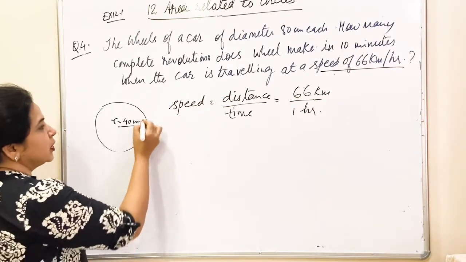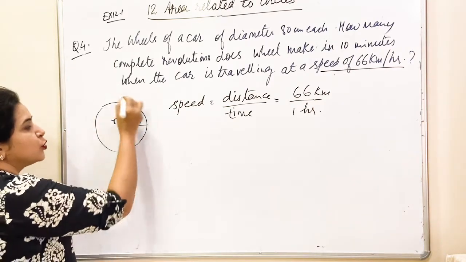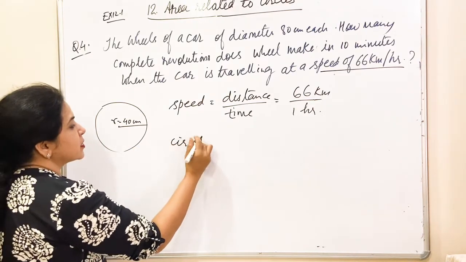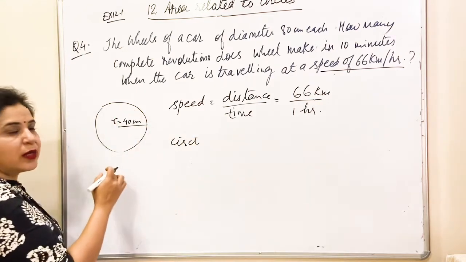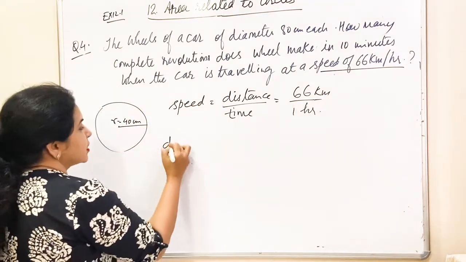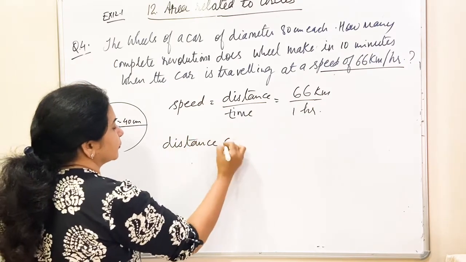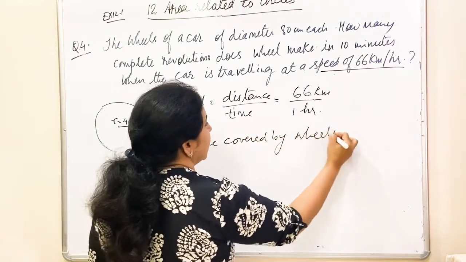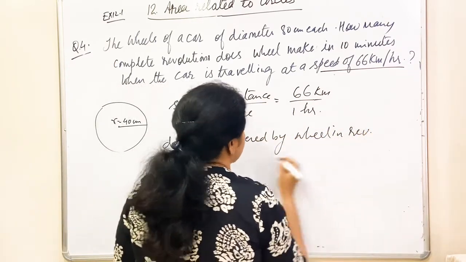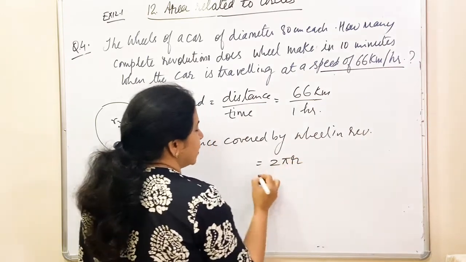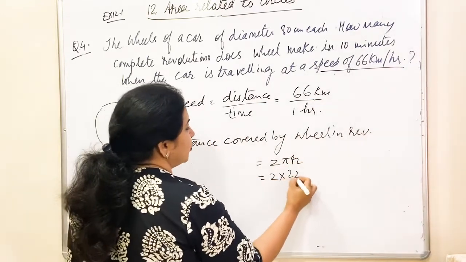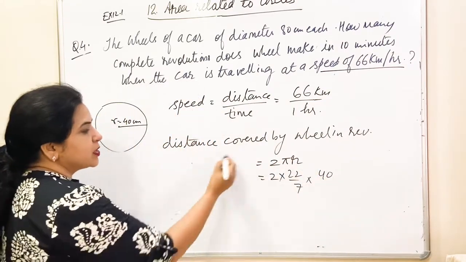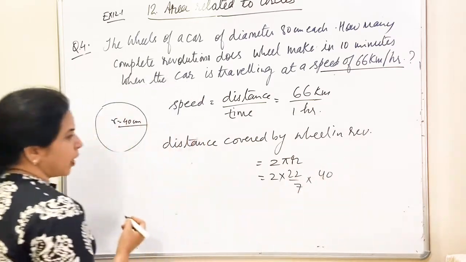In one revolution, the wheel completes 2 pi r. 2 pi r is the circumference of circle, and that is the distance covered by the wheel in one revolution. So distance covered by wheel in one revolution is equal to circumference of circle, that is 2 pi r. So 2 into 22 by 7 into radius is 40. So this is the distance covered by the wheel in one revolution.